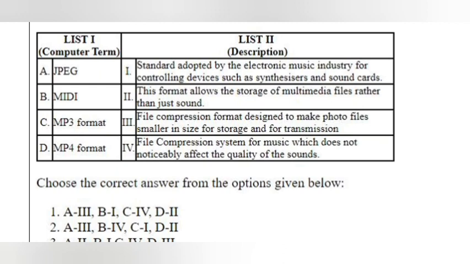35. In list 1 we have computer terms, in list 2 we have descriptions. List 1 says JPEG, MIDI, MP3 format, MP4 format. List 2 says: standard adopted by the electronic music industry for controlling devices such as synthesizers and sound cards, sorry for the pronunciation. And then 2, this format allows the storage of multimedia files rather than just sound. File compression format designed to make photo files smaller in size for storage and transmission. And for file compression system for music which does not noticeably affect the quality of the sound.